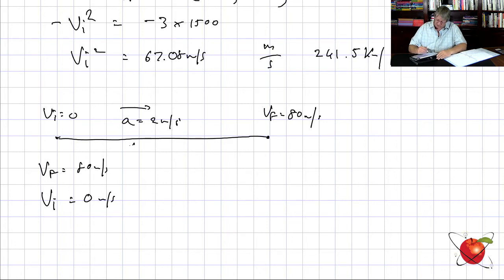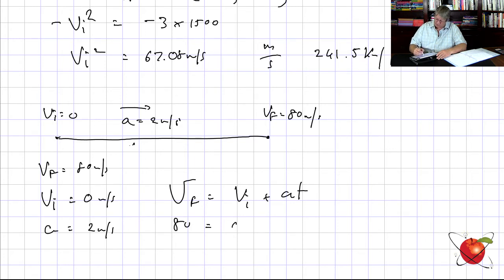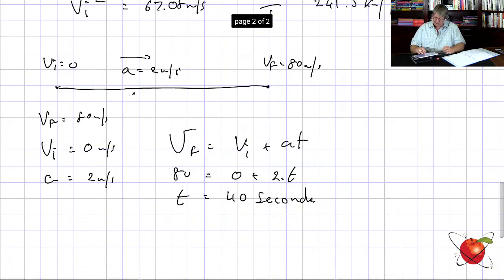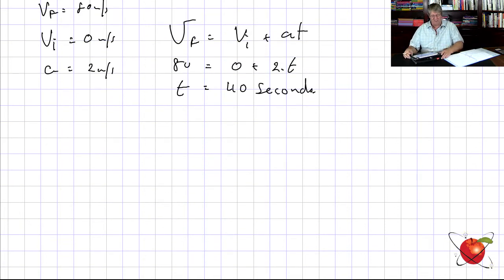The next question, we've got A is equal to 2 meters per second squared. Therefore, V final is equal to V initial plus AT. 80 equals 0 plus 2t. T is going to be equal to 40 seconds. All right. And I know it feels quite long when the aeroplane is taking off.